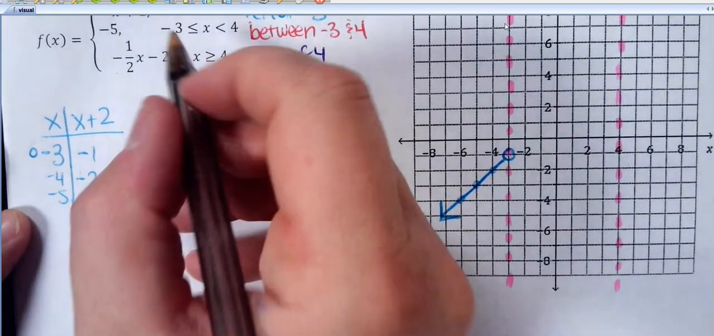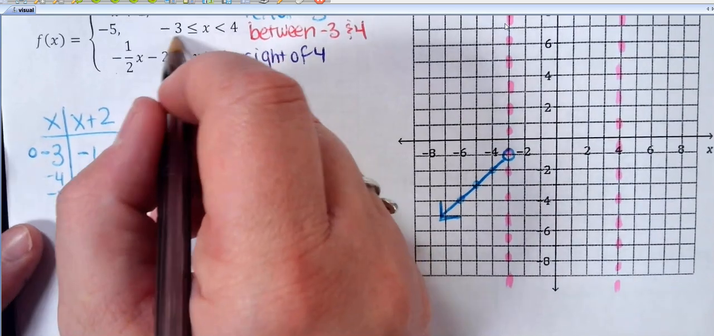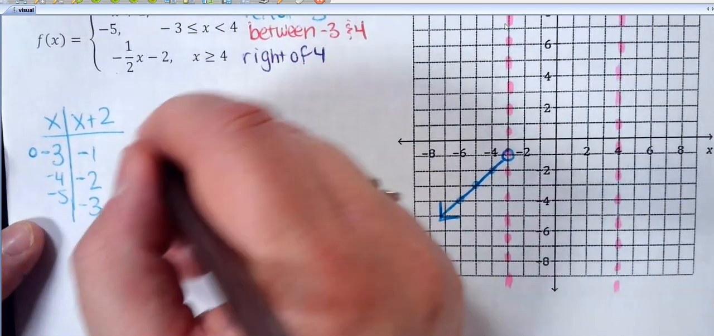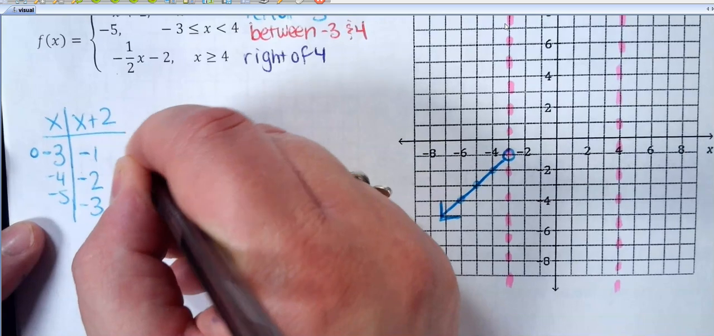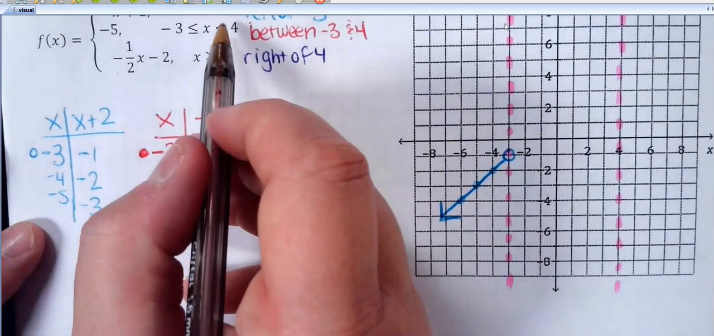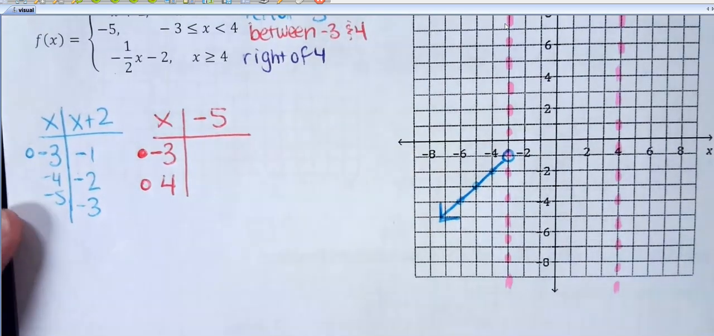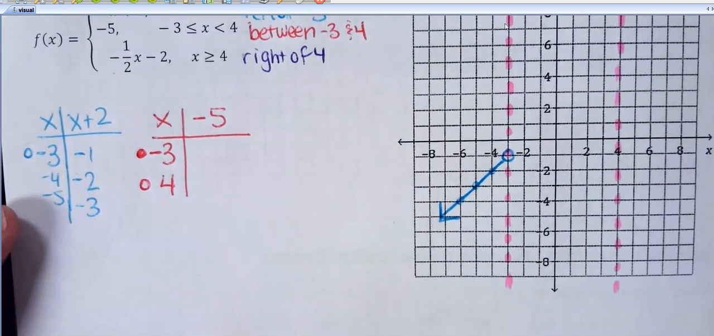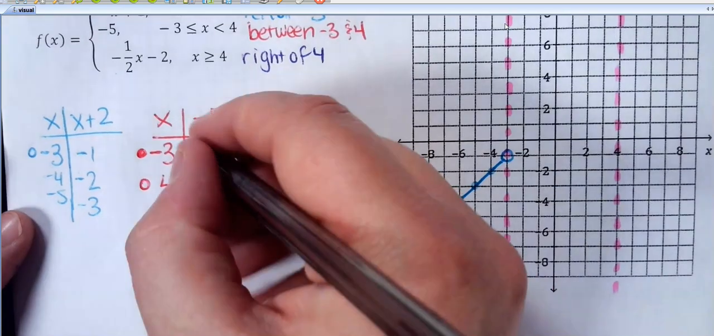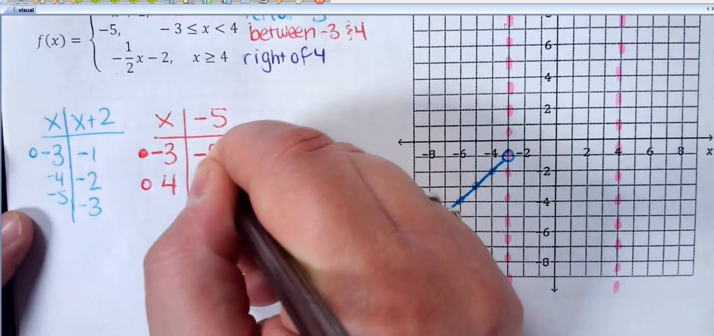Now, look at your inequality symbols. At -3, it says x is greater than or equal to -3, so that circle would be filled in solid. And then it says x is less than 4, so when I get to that point, I should have an open circle because it doesn't actually touch that point. But in terms of the table, it would literally just be -5 for each one of those.